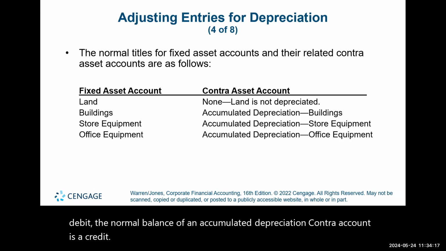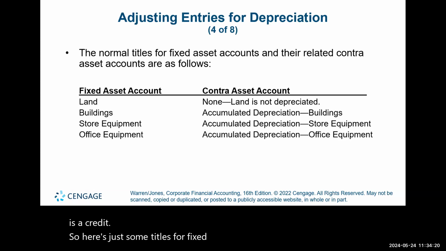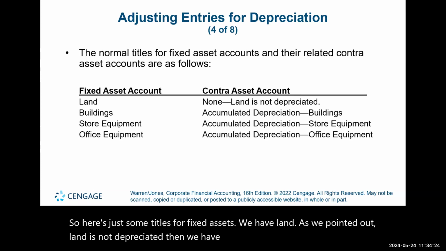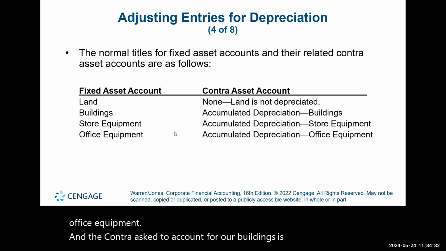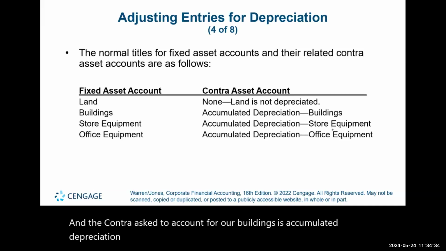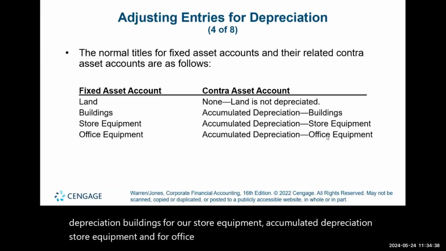So here's just some titles for fixed assets. We have land, as we pointed out, land is not depreciated. Then we have buildings, store equipment, office equipment. And the contra asset account for our buildings is accumulated depreciation, buildings. For our store equipment, accumulated depreciation, store equipment. And for office equipment, accumulated depreciation, office equipment.